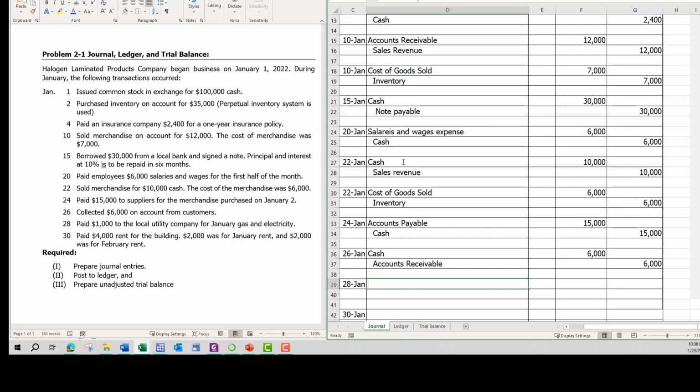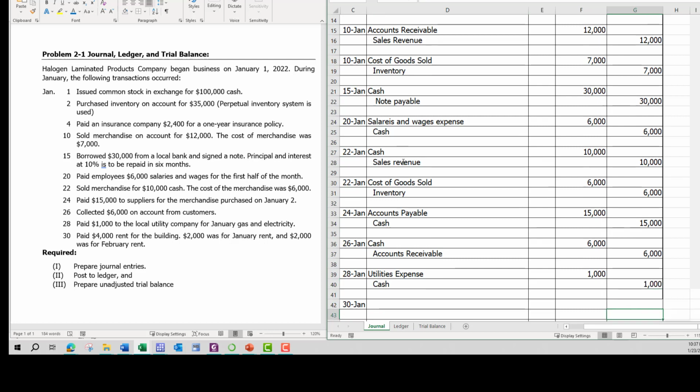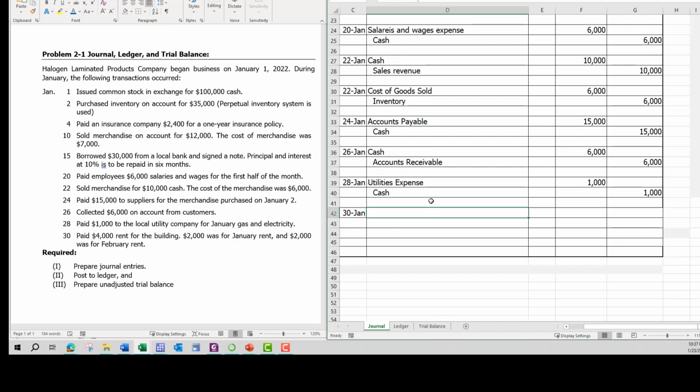And January 28, paid 1,000 to the local utility company for January gas and electricity. So we will be recording the utilities expense debit. The utilities expense debit is 1,000, and since we have paid in cash, cash is credit.